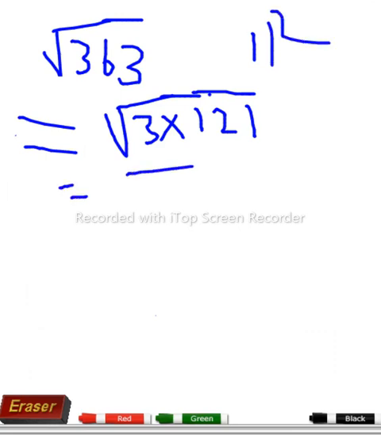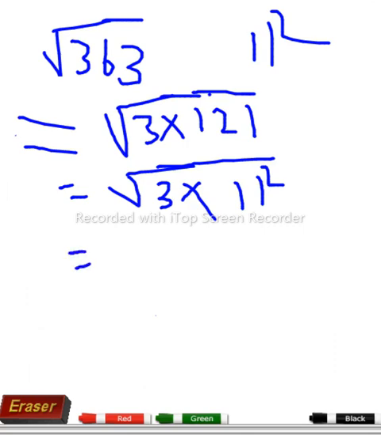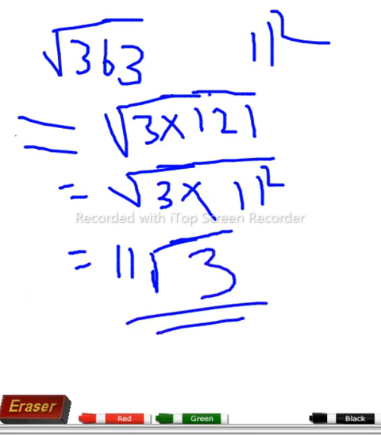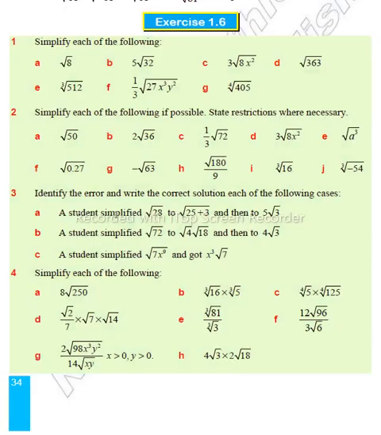So we write the question again as 3 times 11 square. You can write this or 11 times 11. So 11 is a perfect square. We can take one of the 11s out. 3 does not come out from the square root. So after simplification, our answer will be 11 square root of 3. This is the final answer for question letter B.